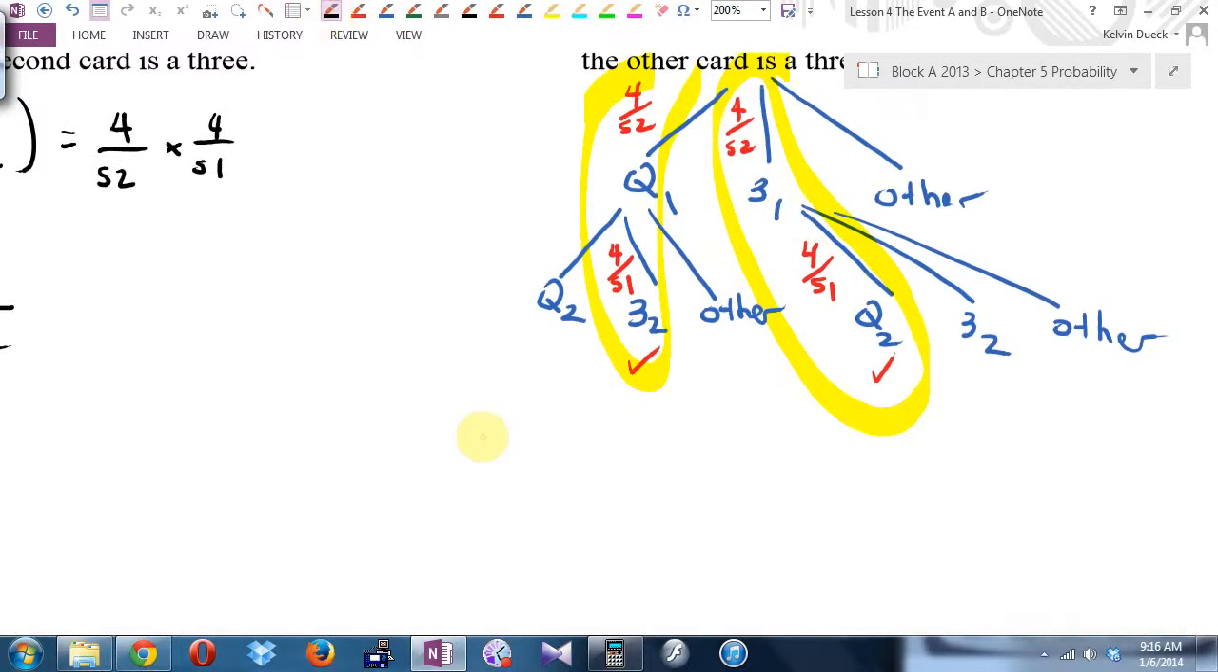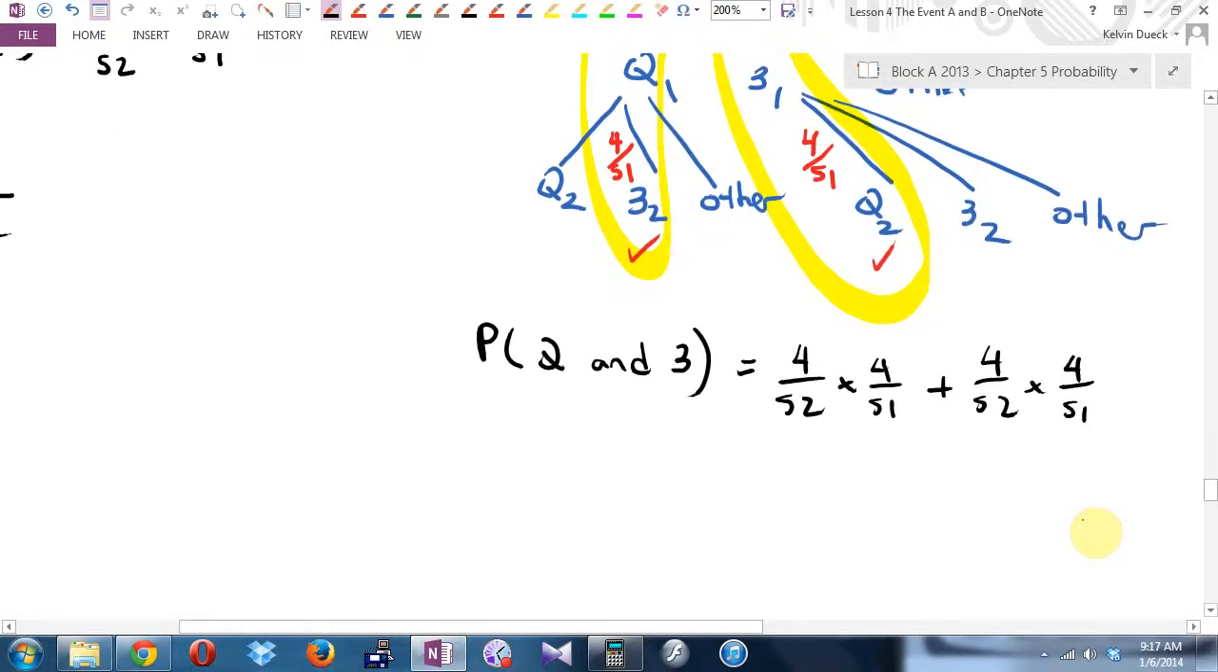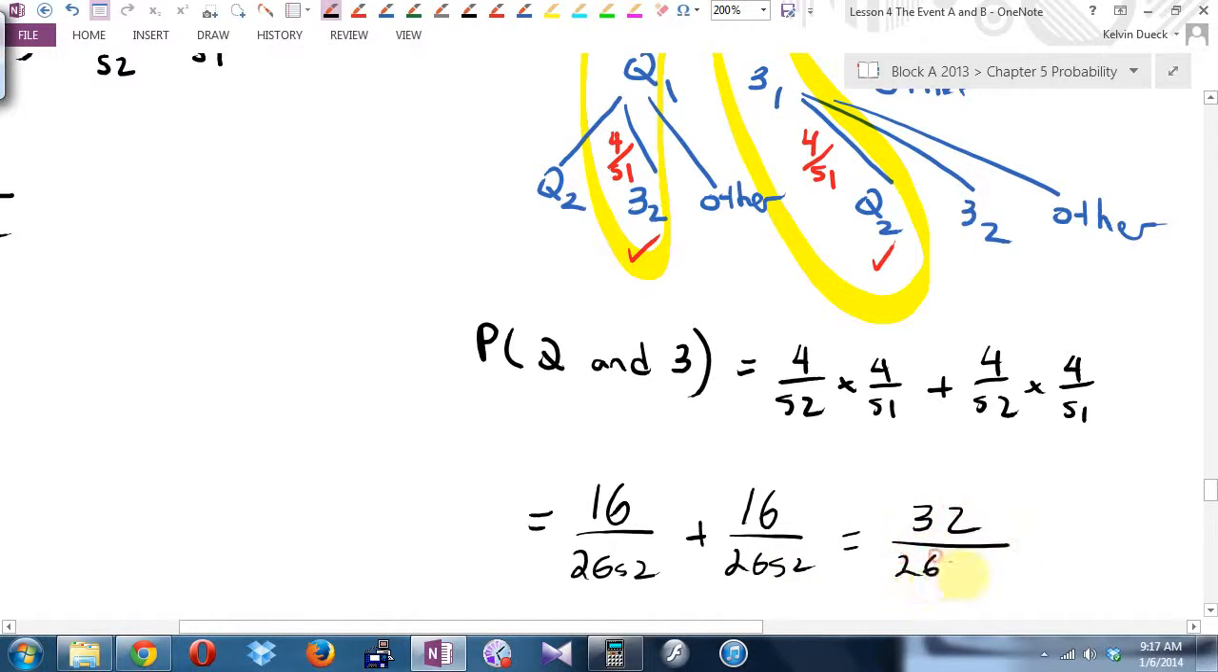I think the probability of a queen and a 3 in any order is going to be 4 out of 52 times 4 out of 51, or 4 out of 52 times 4 out of 51. Now, I am noticing that these numbers happen to be the same. That won't always be the case. So I can't say, oh, they'll always be the same. It's going to be 16 out of 2652, or 16 out of 2652. It's going to be 32 out of 2652. A few more, we're done.